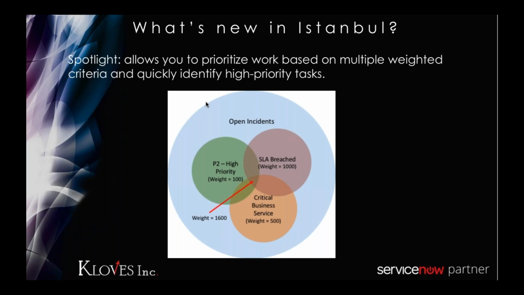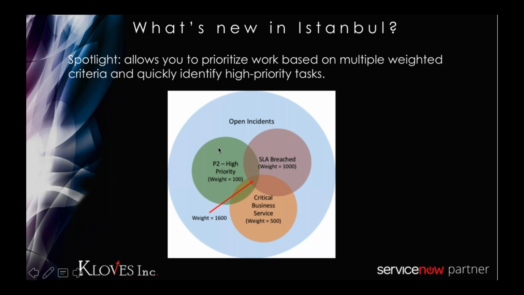So essentially what that means is historically with PA, you're able to identify a certain group of records based off of one certain criteria. With Spotlight now, we're able to take several different criteria and assign weight to those, and then understand which of these records go beyond that threshold of what that weight is.